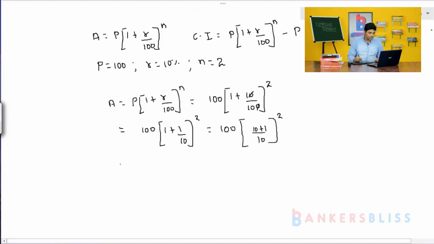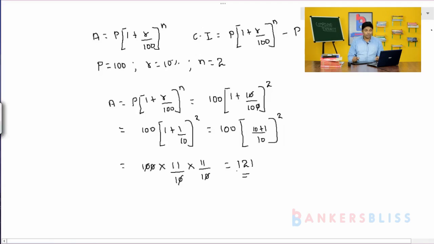Which is equal to 100 into (10 plus 1, that is 11) by 10 into 11 by 10, because for whole square we have to multiply 2 times. Cancelling the zeros, 11 into 11, 121 is what we got.